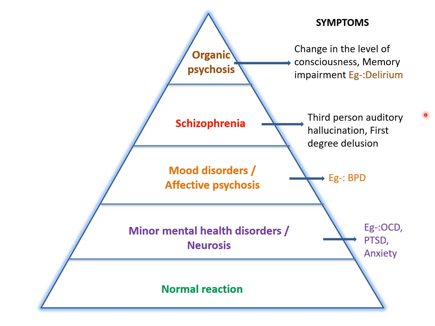And when they present with third person auditory hallucination and first rank delusion, they can be categorized as having schizophrenia. When they have schizophrenia, they won't have the higher level symptoms such as change in the level of consciousness and memory impairment.